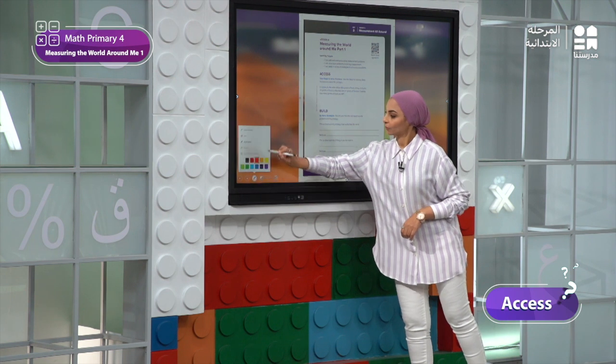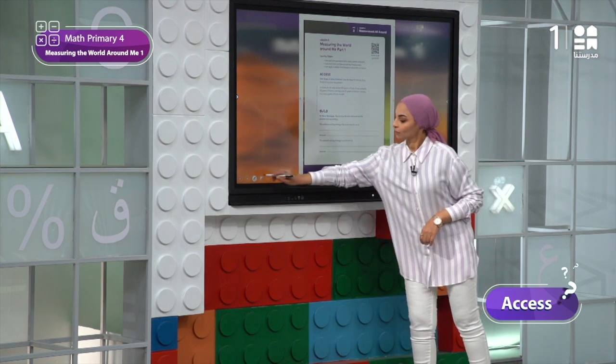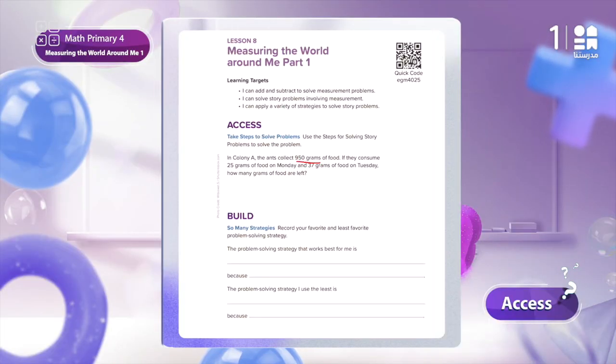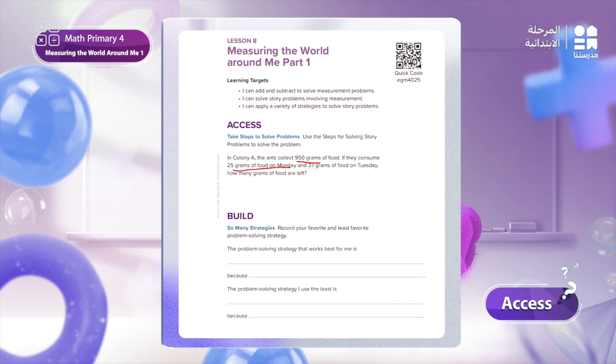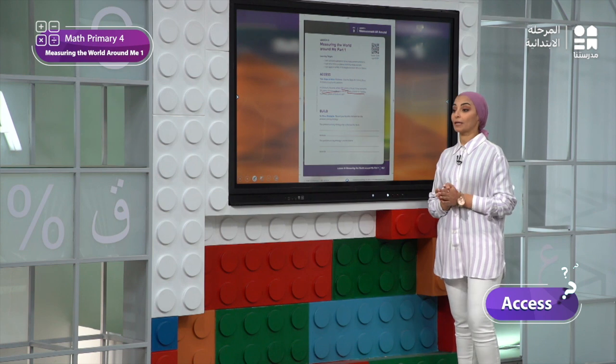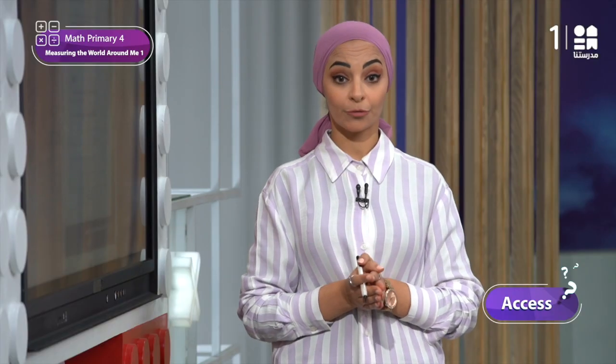Here I have 950 grams, and this is the whole number. Then the ants consumed 25 grams of food on Monday and also 37 grams of food on Tuesday. What is my question? It says how many grams of food are left. Well, what is the first step I do? We will circle the important numbers and labels.